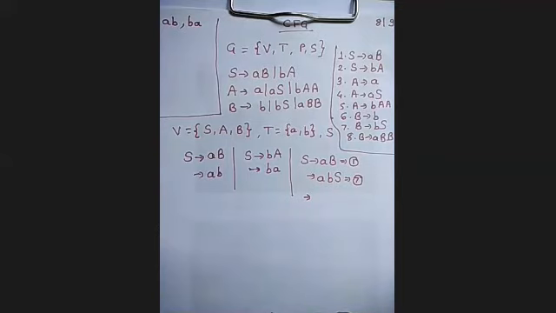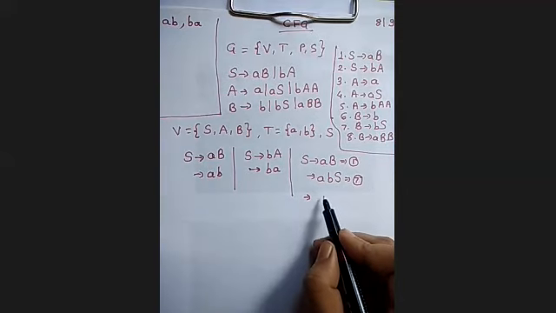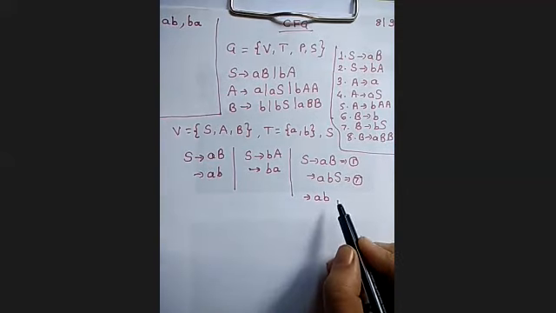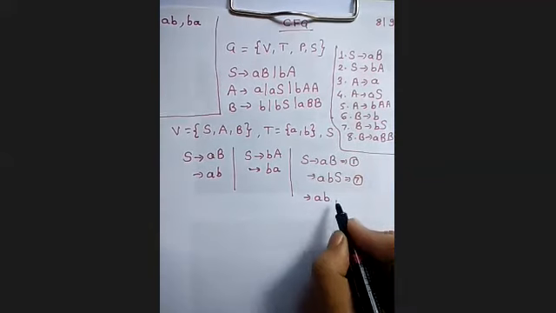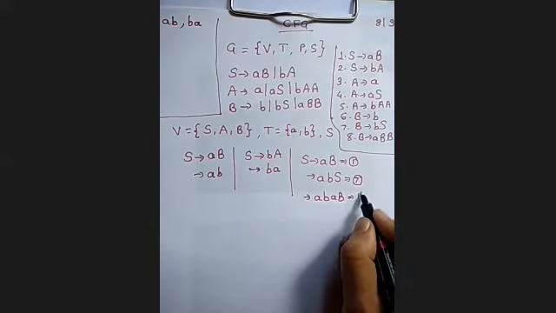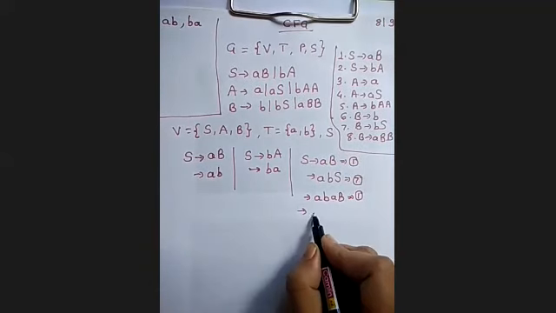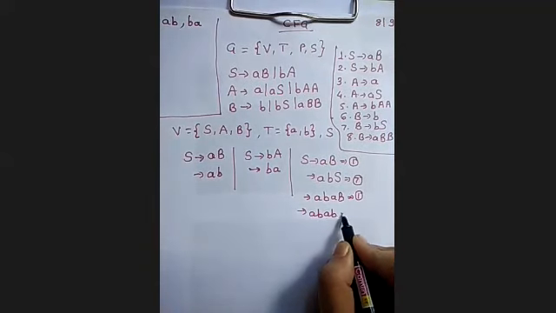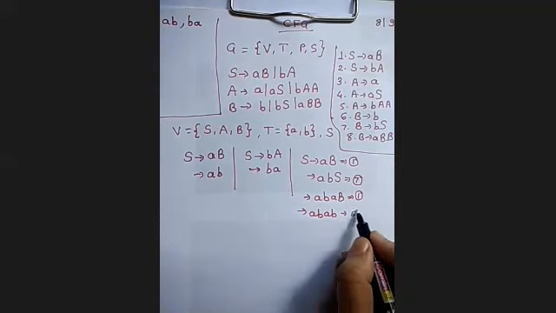Next, which rule will you apply? For the S, there are 2 ways, no? S can be small a capital B or S can be small b capital A. Which rule will you apply first? Let us apply rule number 1 first; in the next case, we'll apply rule number 2. If I apply rule number 1, then for this B let us apply rule number 6 so that the string is derived.